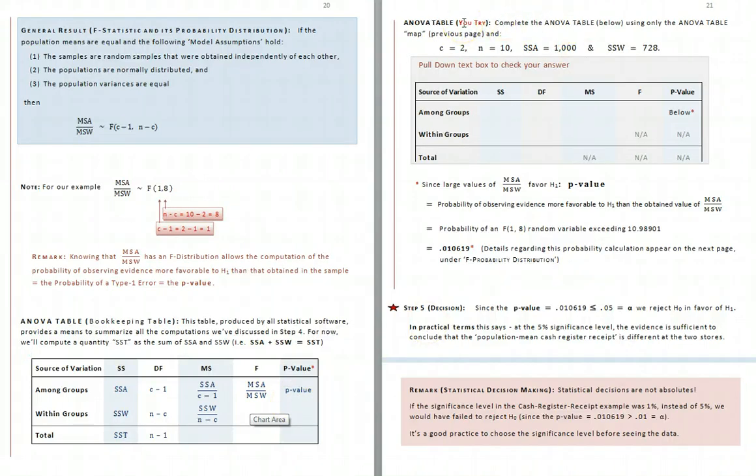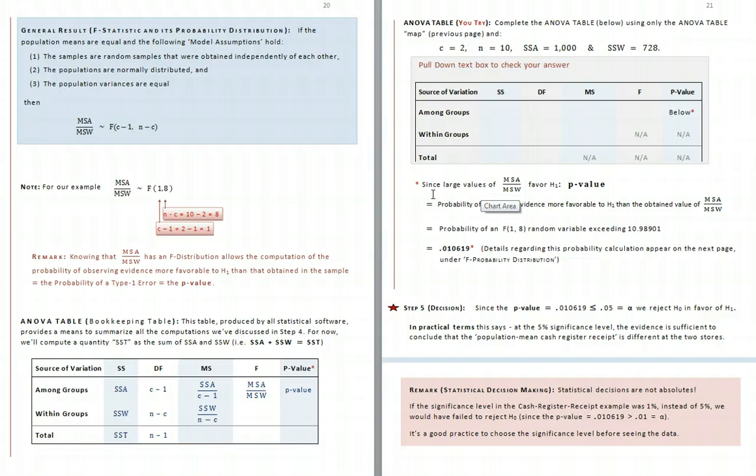Here is a U-try problem. I've recorded here some of the values we've observed so far in our two-store problem. C equals 2 stores. Total number of cash register receipts is 10. We computed the value of SSA, the measure of amongst sample mean variation, at 1,000. The measure of within sample variation, SSW, we computed to be 728. The U-try problem is simply put all of this information onto this ANOVA table, complete all the values up to the p-value, which is introduced below.